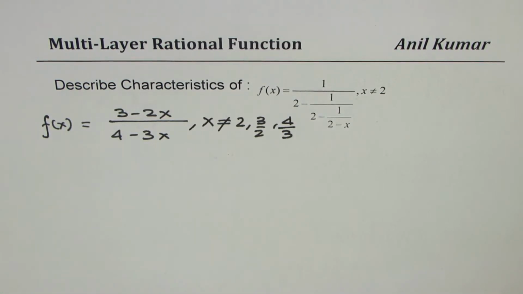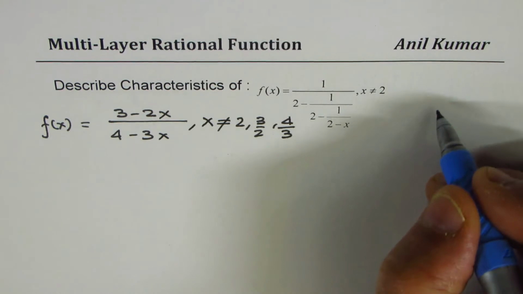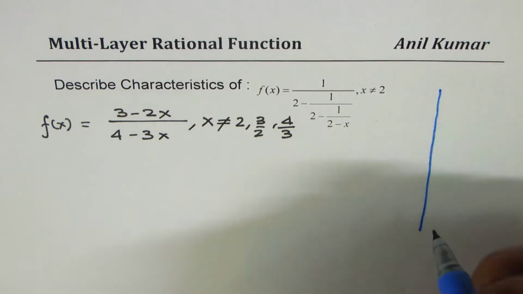Now that should not be difficult for you. You can always pause the video, answer this particular question, and then check with my solution, right? So one part is very clear. We got the domain, where x is all real numbers except these three. Now let's try to sketch this function here.